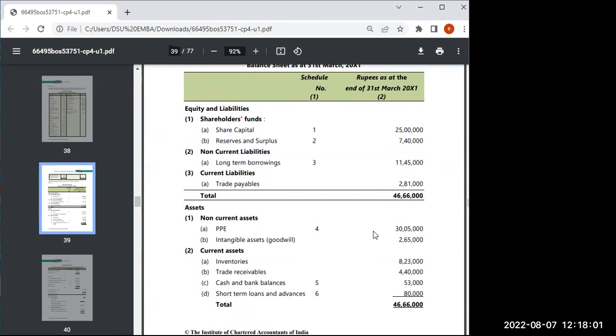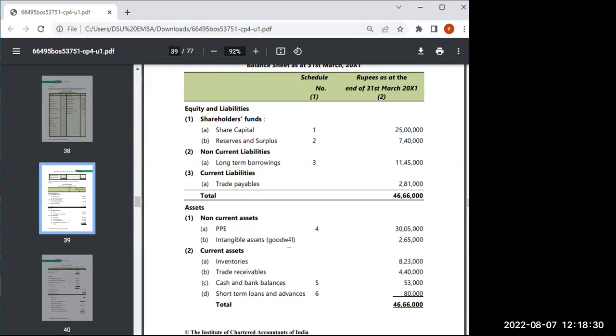Next, Roman letter 2, assets. The next major item in the balance sheet is assets. Under assets, we have two headings. One is non-current asset. Another major heading is current assets. So write first one, non-current asset. In non-current asset, we have different types. What is that? Fixed asset. Under fixed asset, we have two types. Tangible and intangible.